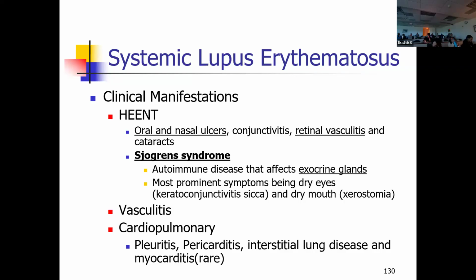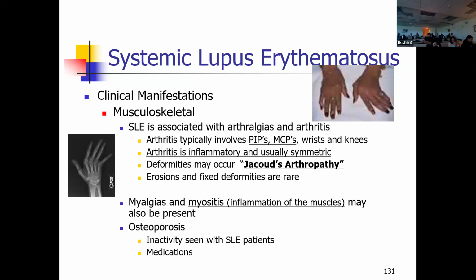Cardiopulmonary: you might see some pericarditis, some interstitial lung disease, and some myocarditis, rare, but it is there as we go through the symptoms. But what else is important? We said the rashes are key because you're going to see a lot of that. You might see a little bit of Sjogren's syndrome on board, but you will definitely see musculoskeletal issues for patients with systemic lupus.